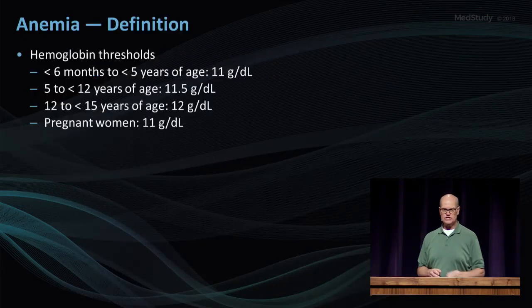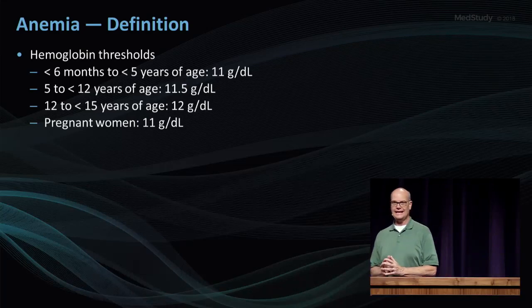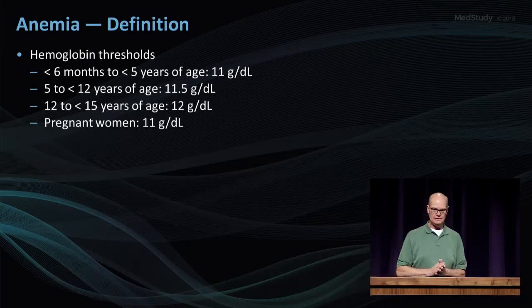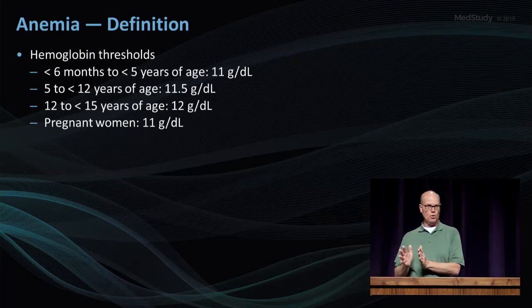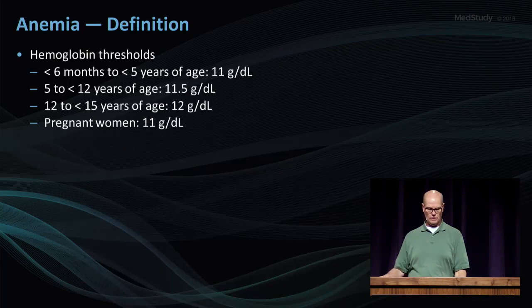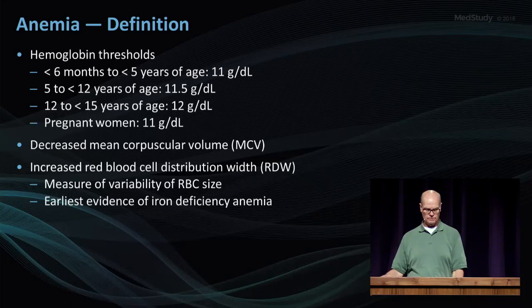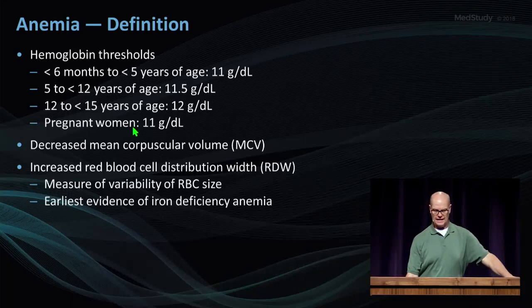So what defines anemia is somewhat dependent upon the age of the child that's presented in the vignette, and know that you are a little bit more aggressive with older individuals when compared to younger individuals when you look at the hemoglobin thresholds. Keep in mind that the MCV is typically decreased. Microcytic, hypochromic anemia is consistent with iron deficiency, and increased red blood cell distribution width is consistent as well with iron deficiency anemia.